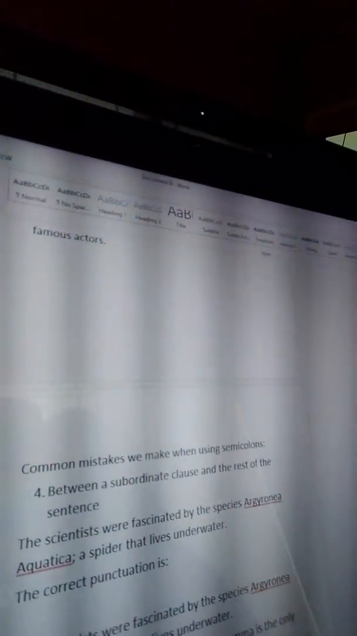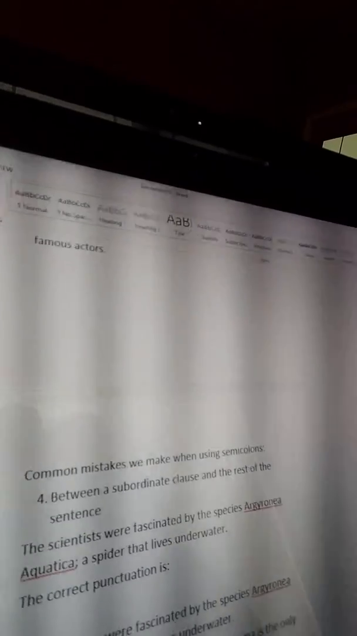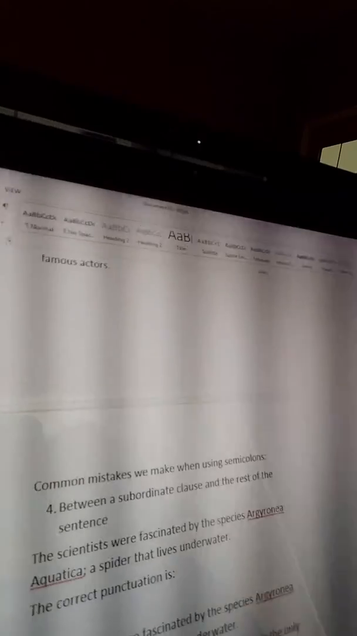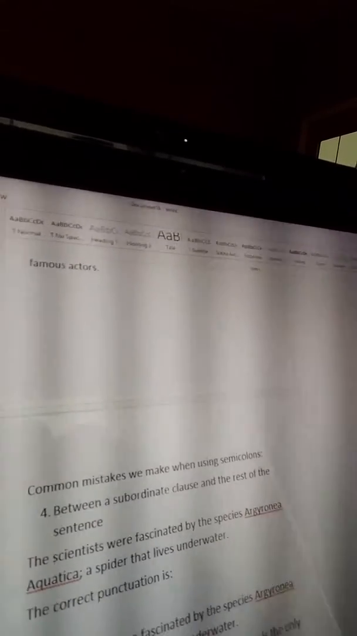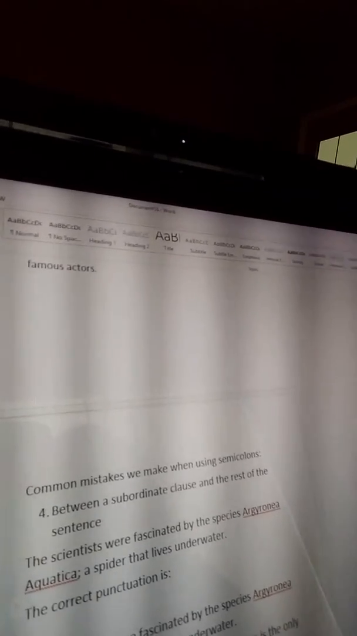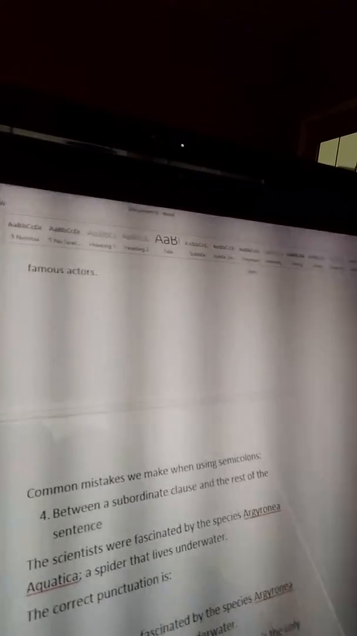Common mistakes we make are using semicolons between a subordinate clause and the rest of the sentence. An example is, the scientists were fascinated by the species Argyronea aquatica, a spider that lives underwater. The correct punctuation is, the scientists were fascinated by the species Argyronea aquatica, comma, a spider that lives underwater. These two clauses are not equal, so a comma is the only punctuation needed.